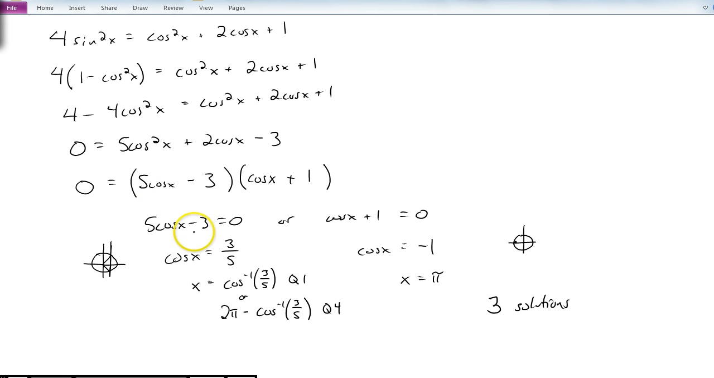Okay, so 5 cosine x minus 3 is equal to 0. Cosine x is equal to 3/5. So I know that I have a first quadrant angle and a fourth quadrant angle.